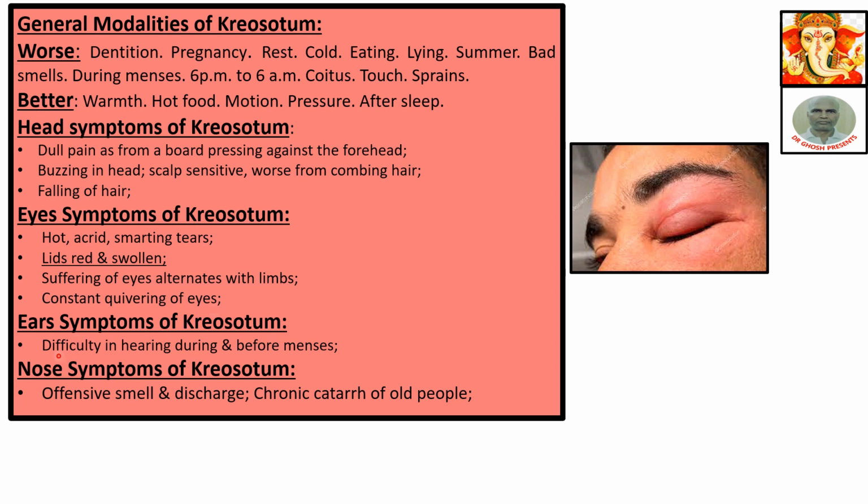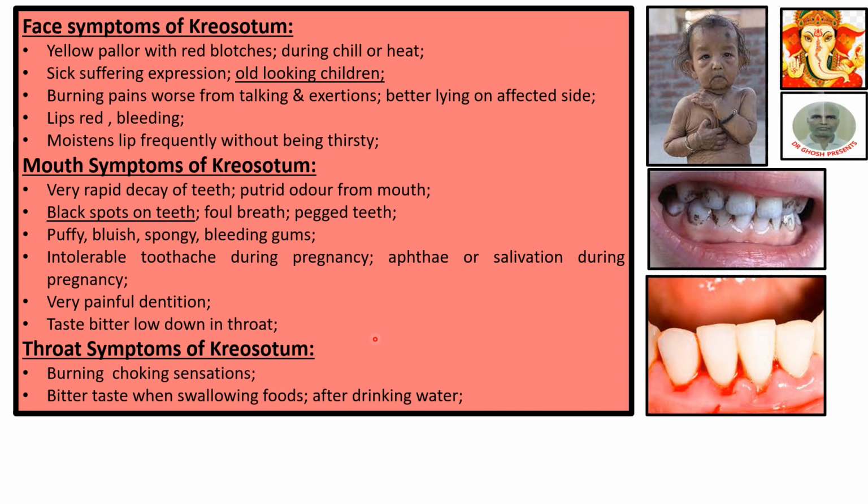Ear symptoms: difficulty in hearing during and before menses. Nose symptoms: offensive smell and discharge, chronic catarrh of pupil. Face symptoms of Kreosotum: yellow pallor with red blotches during chill or heat stage, that is particular stage of fever. Sick suffering expression, the face is sick suffering. Old looking children, look at the children face, old looking children.